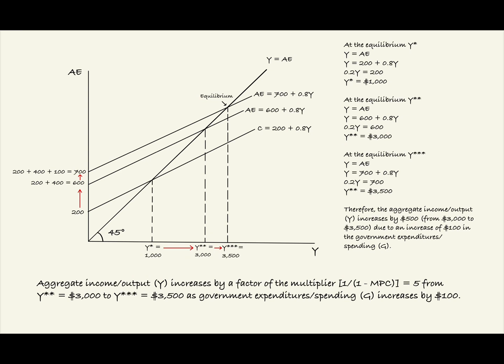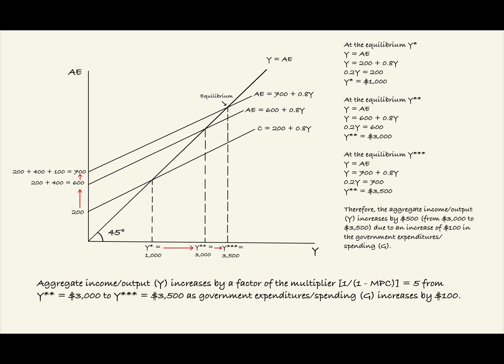At the equilibrium Y double star, again, we have to have Y equals AE. Therefore, Y equals 600 plus 0.8y. We subtract 0.8y from both sides of the equation, right and left-hand side of the equation. We have 0.2y equals 600. And by dividing both sides by 0.2, we have Y double star equals $3,000, which is our equilibrium aggregate income or output.